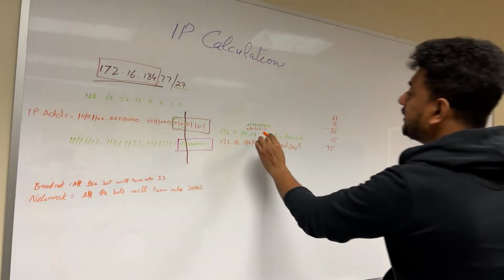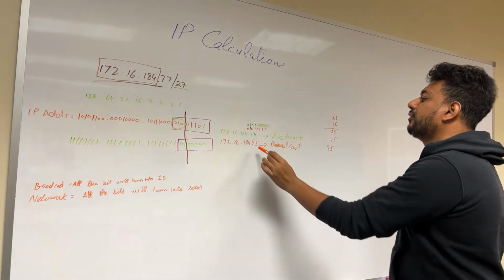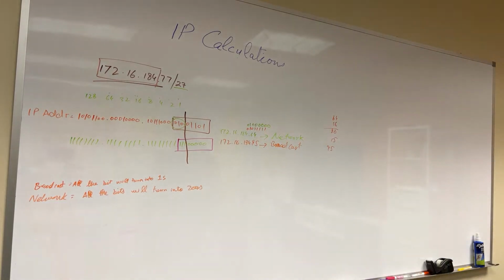So anything in the middle, from 65 to 94, those are the usable IP addresses.